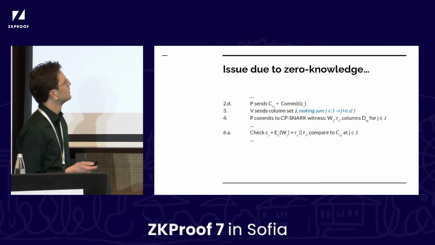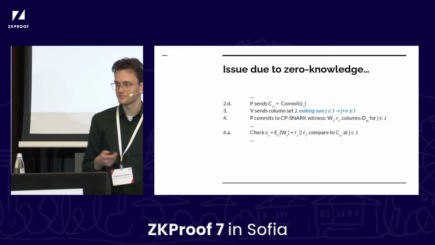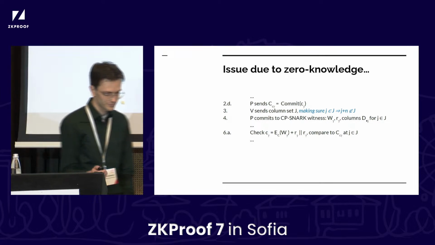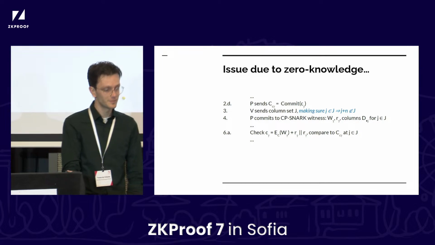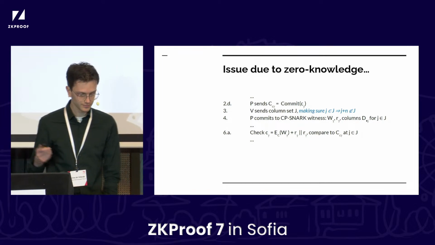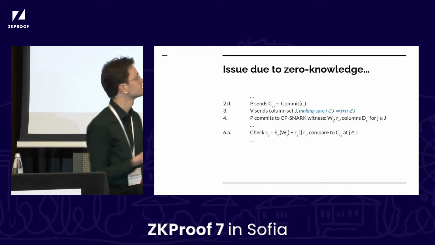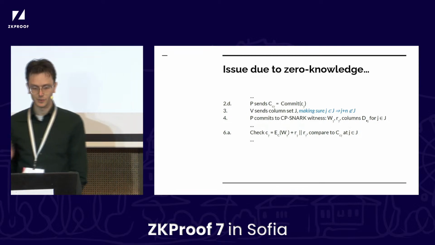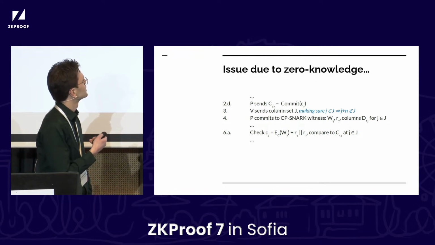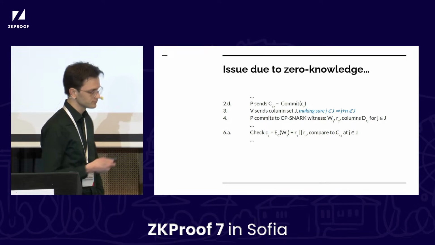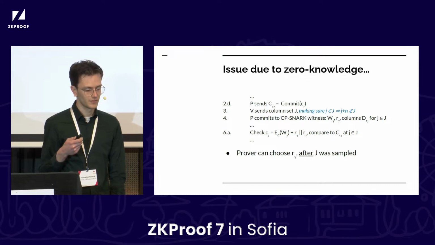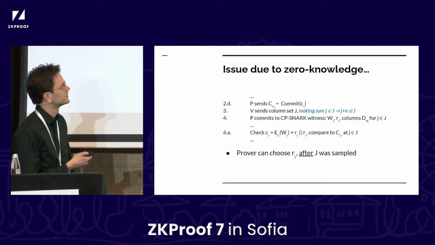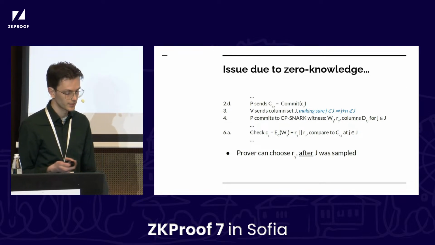So then maybe you have seen the issue here. So it's in these 4 steps. So the prover first sends a commitment to this random linear combination. Then the verifier sends a column set where they make sure that this condition holds. Then the prover commits to the CP snark witness, and then in the CP snark witness, this code is checked. But this means that the prover can choose R gamma after the column set has been chosen by the verifier.